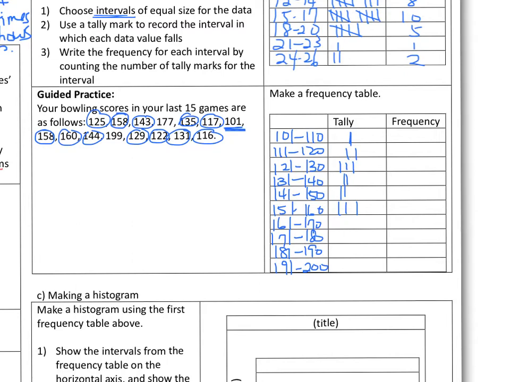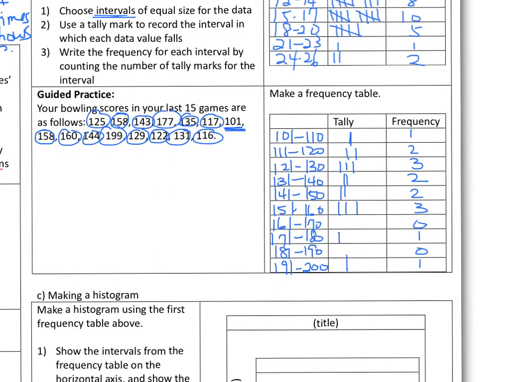171 to 180, there's 1. 181 to 190, there's none. And we have 191 through 200, we have 1. So again, 1, count it up. 3, 2, 2, 3, 0, 1, 0, 1.